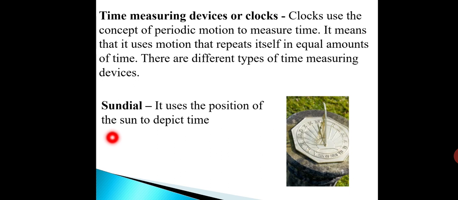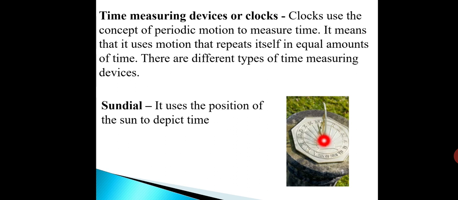Number one is the sundial. You must have studied it in history. Basically, it uses the position of the sun to depict the time. In early times, not early humans, but our ancestors, maybe your grandfather's father, must have been aware of how to find time.